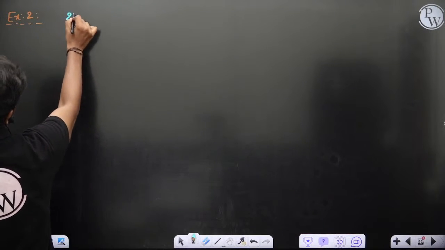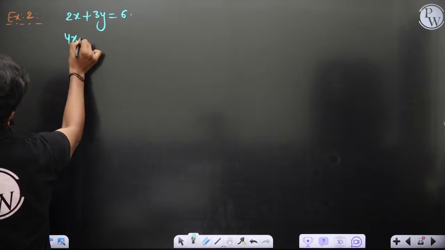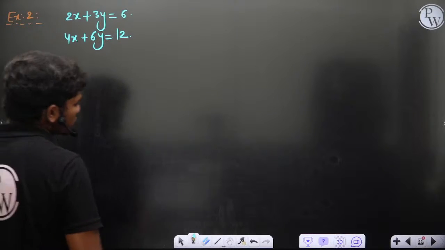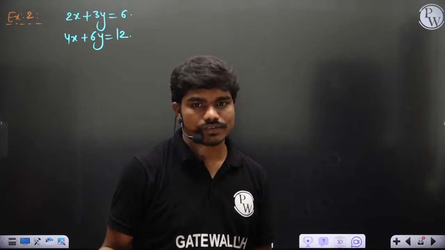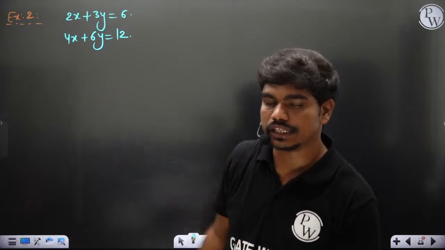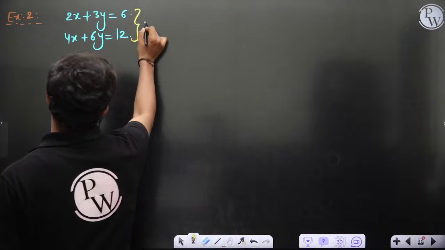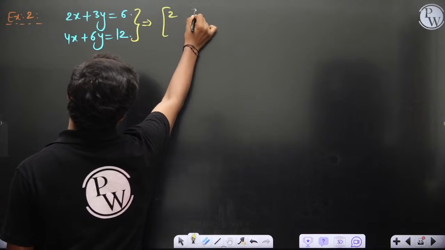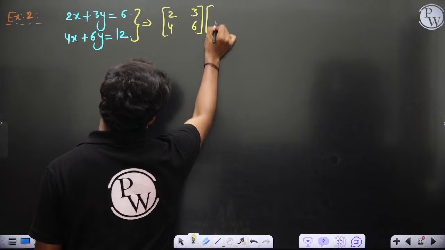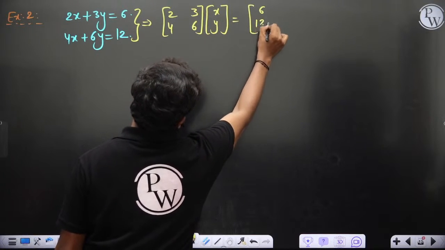So let's take 2x plus 3y is equal to 6, 4x plus 6y is equal to 12, let's say. Okay, so these are two linear equations. Of course you can identify that the second equation is 2 times the first equation, but anyway, let's say there are only two equations like this. Okay, now if you again write it in matrix form, 2, 3, 4, 6, times x, y, is equal to 6, 12.